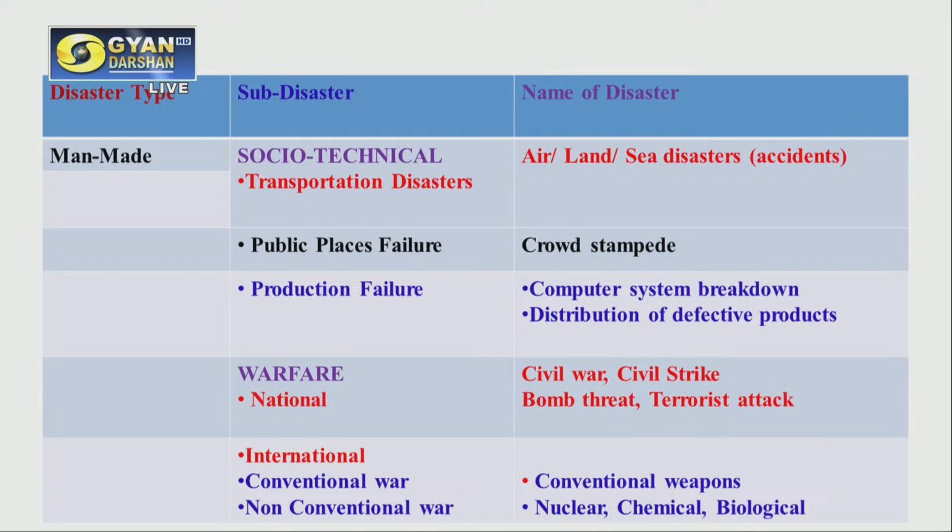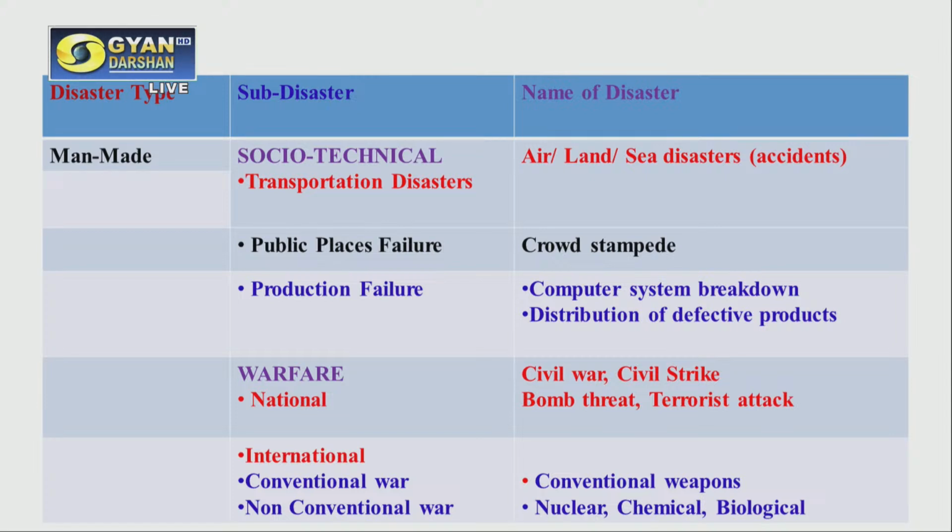Then under the socio-technical category, subcategory, we now look at the transportation disasters. Because we are moving from place to place and we are using different types of travel modes or transportation modes, and because of various errors, there are accidents. And these accidents are seen in every type of mode of transportation, whether it is road, whether it is rail, whether it is air.